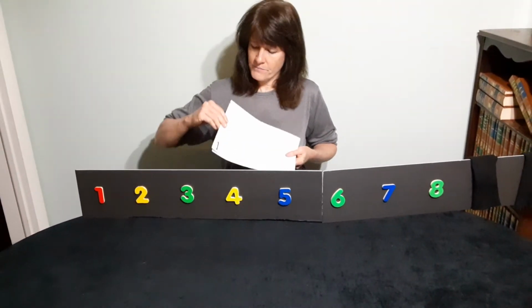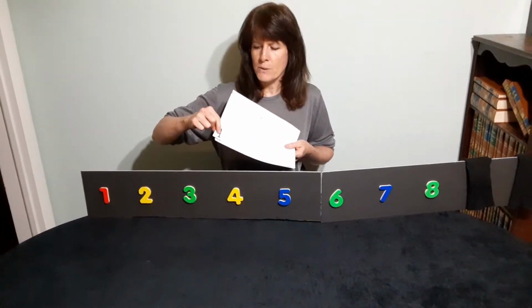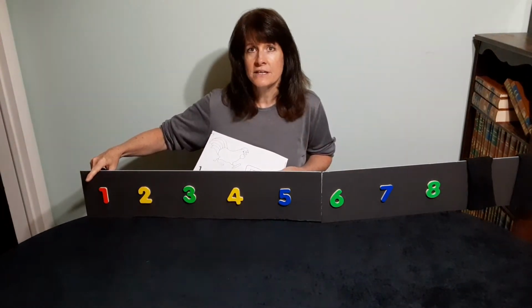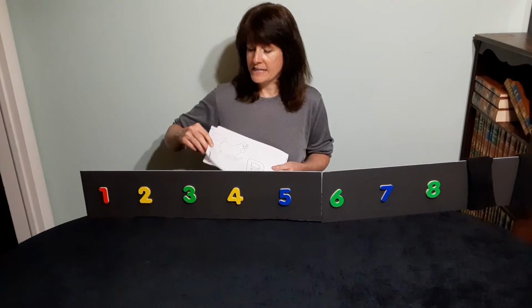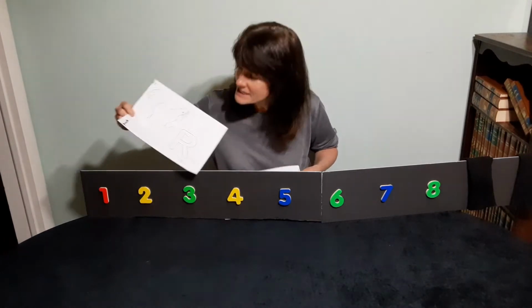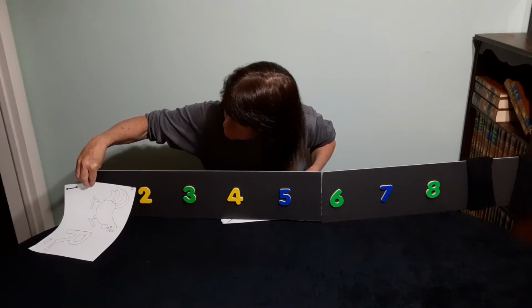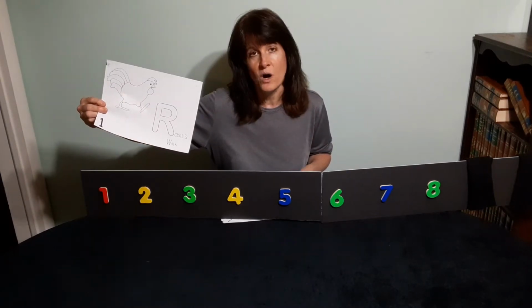I have a page and it says number 1 on it. 1 is the first number on my number line, so I know I found the right page to get started with. I found page 1, and it says Rosie's Walk. That's the title.